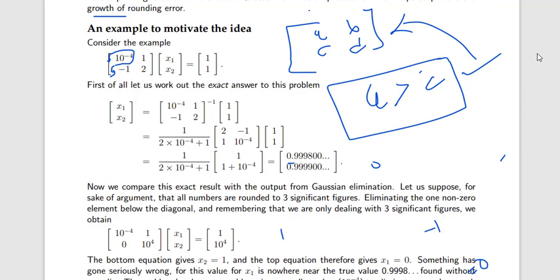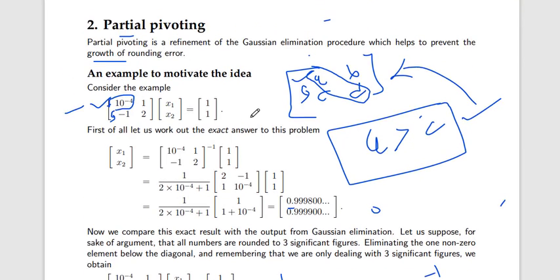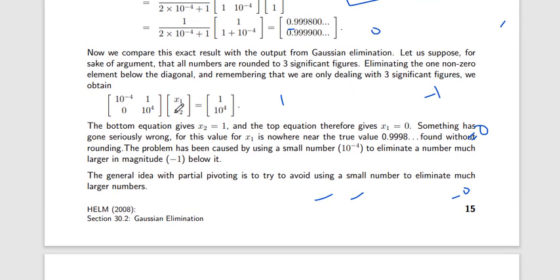Compulsorily, the diagonal value must be larger than the value below it. Here you can see this is the smallest number, 10 raised to minus 4, and minus 1 is much larger than 10 raised to minus 4. So Gaussian elimination will not work. Here comes our theory, partial pivoting. How do we solve this equation with Gaussian elimination?